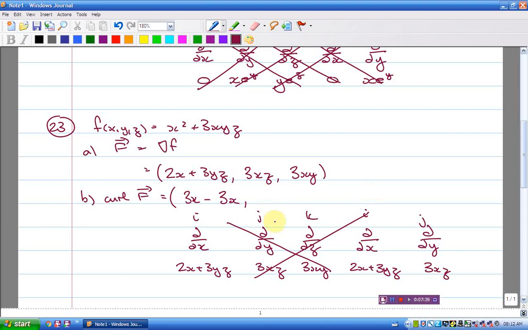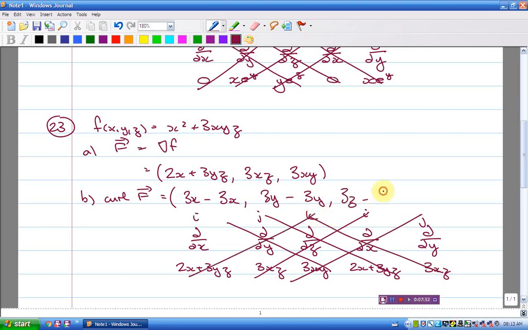Okay, let's try the j term. D by dz of that would be 3y minus d by dx of that is also 3y, and d by dx of that is 3z minus d by dy of that is 3z, and altogether we simply end up with the 0 vector. And you can reliably expect that. The curl of grad f is 0. In other words, the curl of a conservative vector field is 0. And that's the trick for working out if a vector field is conservative or not.